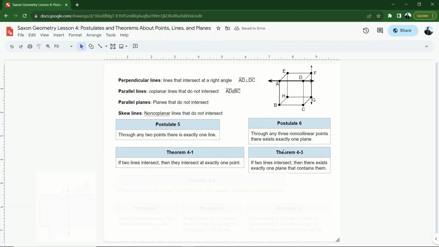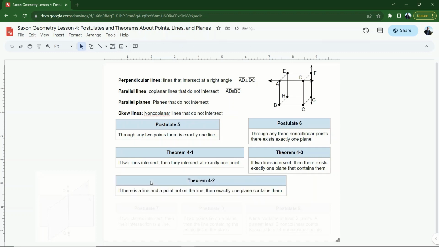Okay, and then on to our next theorem. Theorem 4.3, if two lines intersect, there exists exactly one plane that contains them. That would be line AD and DC up here. I could picture this one plane contains those two lines, but I can't picture any other plane that would contain those two lines and still be a plane. Maybe some curved two-dimensional figure can, but not an actual plane that has to be flat. Okay, so here we have a start to some postulates and theorems that we accept are true.